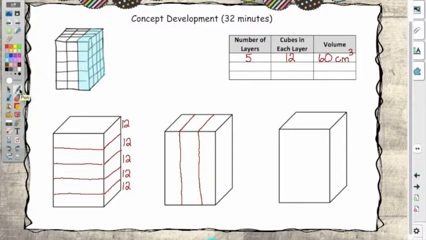What'd you get? 20. So I've got 5 and then 4. That's 20. So I'll label it like this. Did you already have it counted, Emiliano? Okay. He was just sitting there looking at me. You're a step ahead of me? I'm going too slow. How many layers of 20 cubes? 3 layers of 20 cubes. Is that 60 cubic centimeters? Yes. It is.